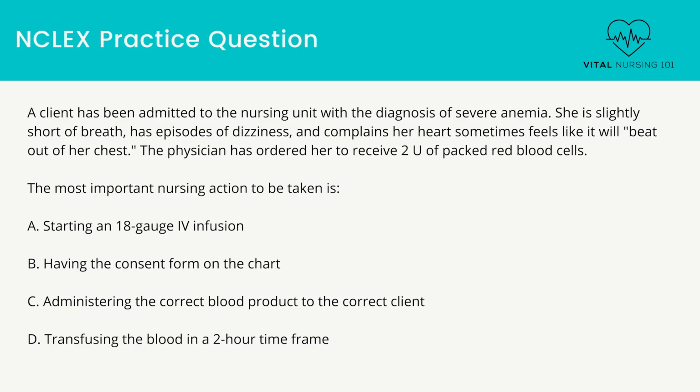A client has been admitted to the nursing unit with the diagnosis of severe anemia. She is slightly short of breath, has episodes of dizziness, and complains her heart sometimes feels like it will beat out of her chest. The physician has ordered her to receive 2 units of packed red blood cells. The most important nursing action to be taken is starting an 18-gauge IV infusion, having the consent form on the chart, administering the correct blood product to the correct client, transfusing the blood in a 2-hour time frame.